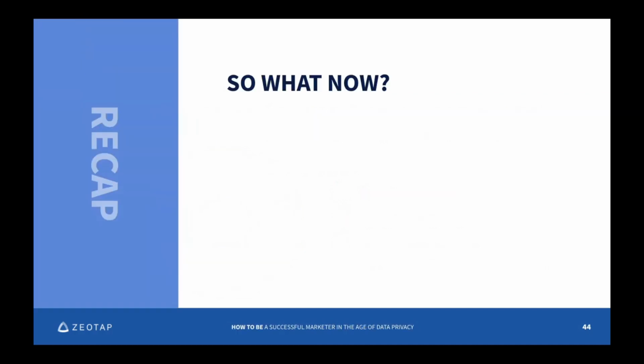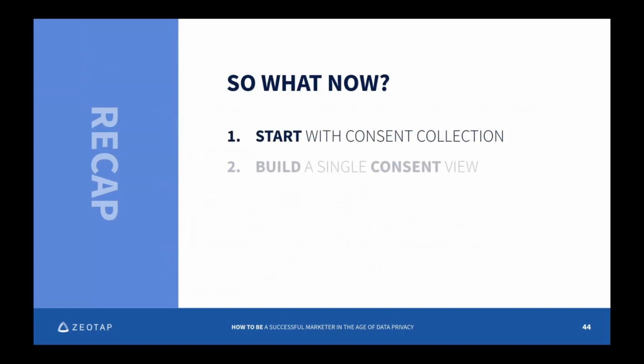And so just to recap very quickly, what does all of this mean? First of all, number one is starting with consent collection. So making sure that you have that on lock, but not stopping there. It's moving on to this idea of building a single consent view. If you don't have that right now, you cannot be sure that you are being compliant.